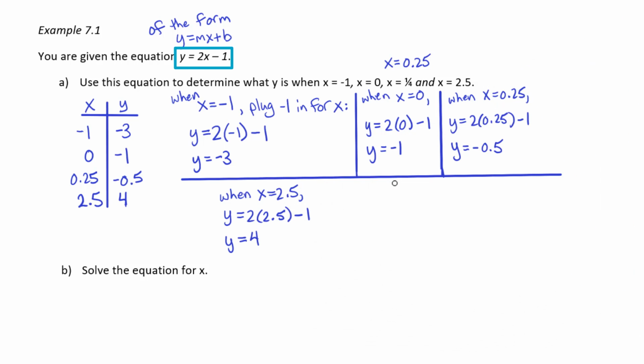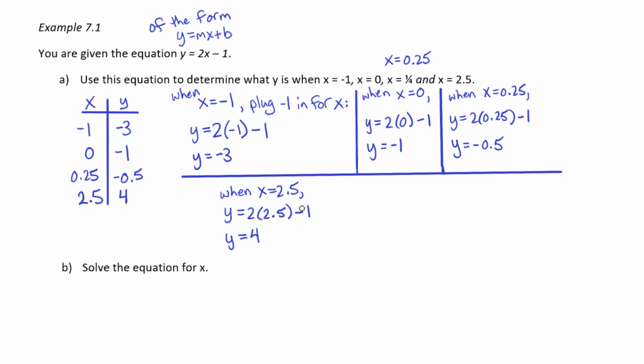So given the equation y equals 2x minus 1, when x equals -1, y equals -3. When x equals 0, y equals -1. When x equals 0.25, y equals -1/2. And when x equals 2.5, y equals 4. This equation can be solved for any value of x. And as we'll see in a later section, this equation could be graphed and it would be a straight line.